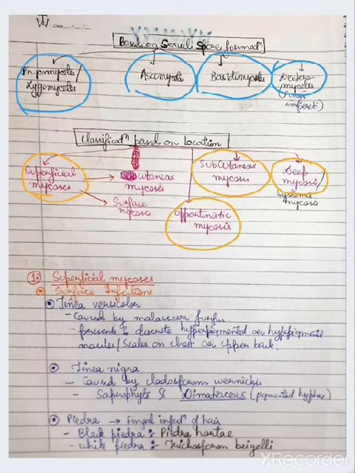Now, firstly, we learn about the superficial mycosis, surface infections. Tinea versicolor, caused by Malassezia furfur, presents with discrete hyperpigmented or hypopigmented macular scales on the chest or upper back. Now, Tinea nigra is caused by Cladosporium werneckii, a saprophyte and dematiaceous. Dematiaceous means pigmented hyphae. Now, piedra, a fungal infection of hair: black piedra caused by Piedraia hortae, and white piedra caused by Trichosporon beigelii.